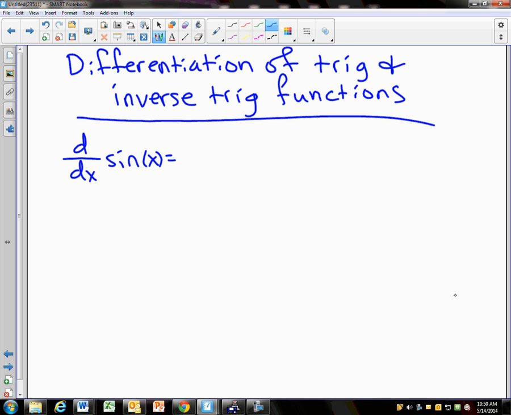Alright. Anybody know what that is? It means derivative. Everybody okay with that? So what about this?